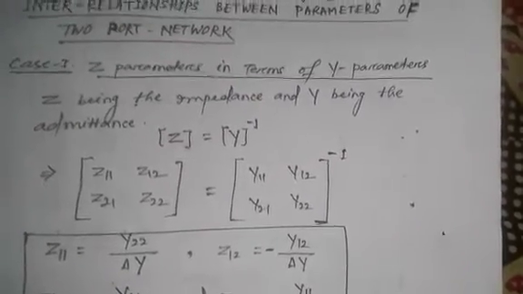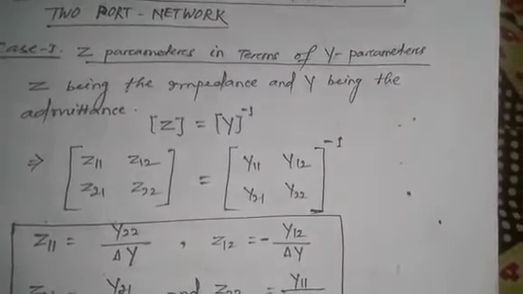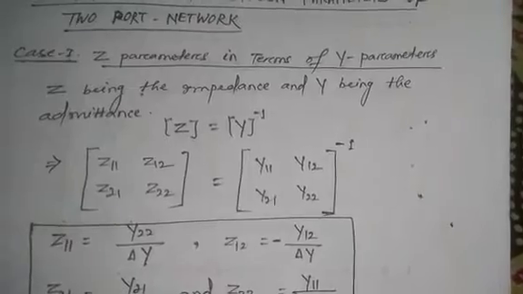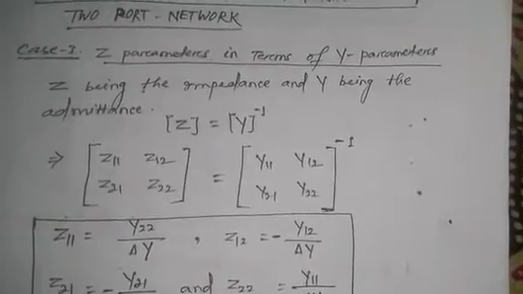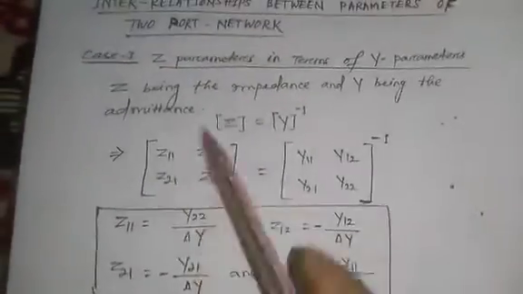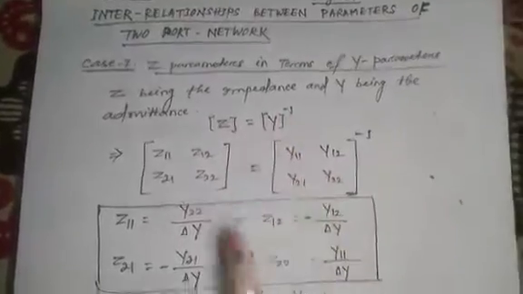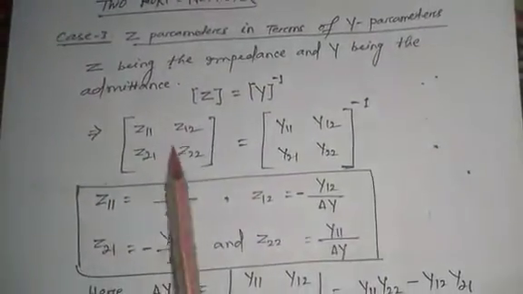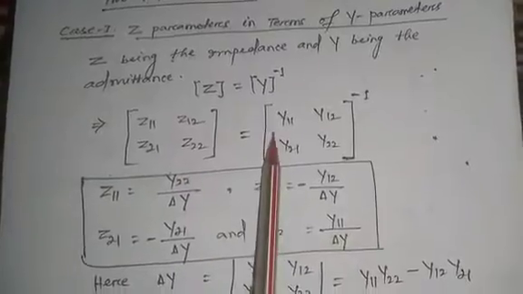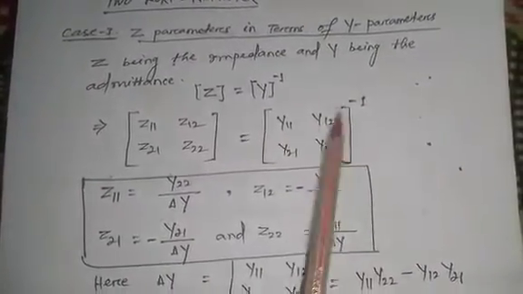Z matrix is equal to the inverse of Y matrix. Okay, it means impedance is equal to the reciprocal of admittance, or admittance is equal to the reciprocal of impedance. You see here, Z matrix is equal to Y matrix inverse. Here the Z parameter is Z11, Z12, Z21, Z22. Y matrix is Y11, Y12, Y21, Y22 inverse.